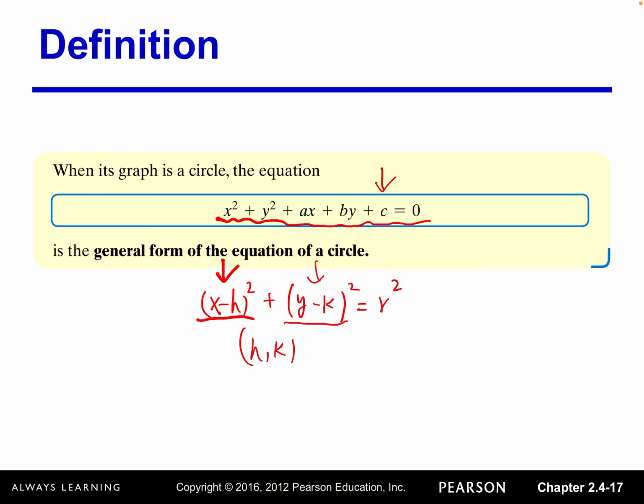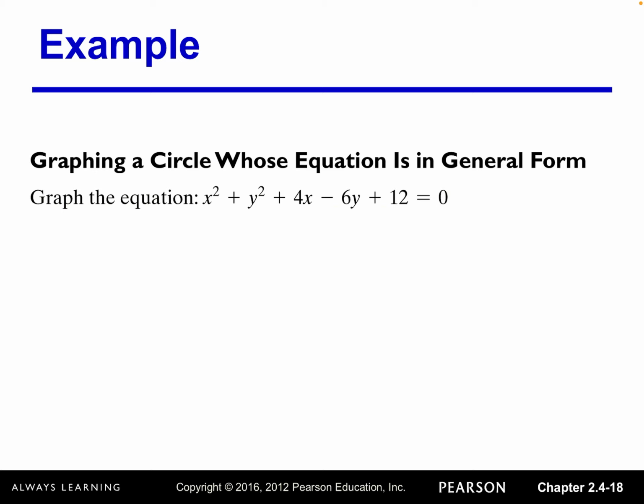So if you are given the general form of the equation of a circle and asked to graph it, how can we do that? We don't know the center of the circle, and we cannot tell the radius of the circle either from the equation itself. So we need to rewrite the general form into standard form. All right, so now let's look at an example: graphing a circle whose equation is in general form.